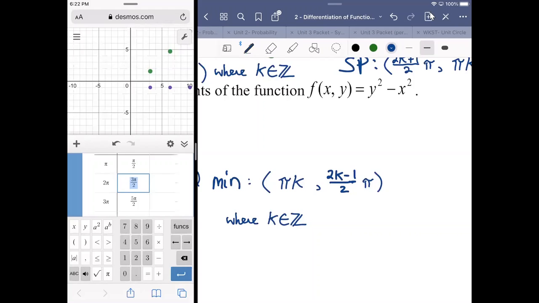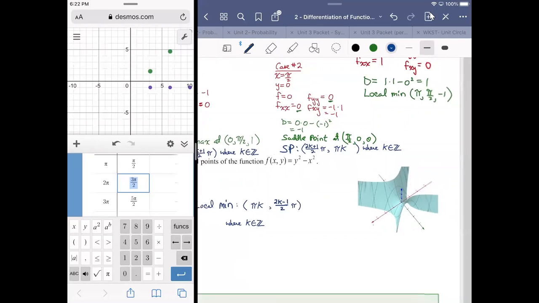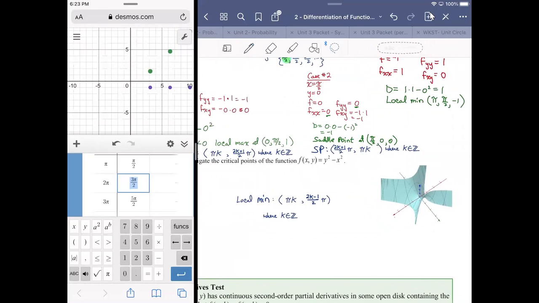So if k is the number 1, then we have our 1/2 pi. If k is the number 2, then we have the 3 pi over 2. So then we have that consistency that we're looking for, which allows us to generalize our local minimum.